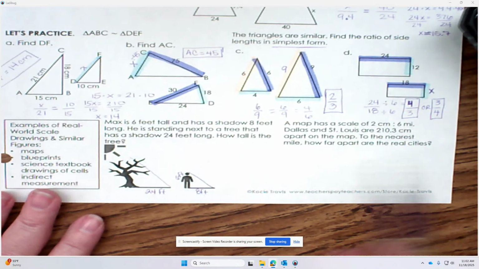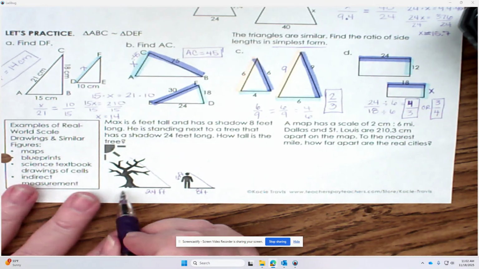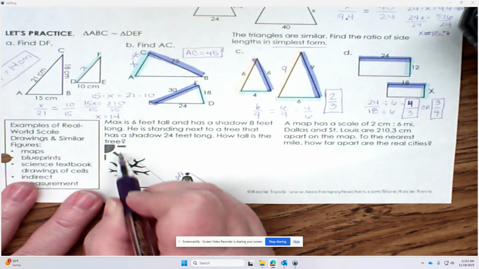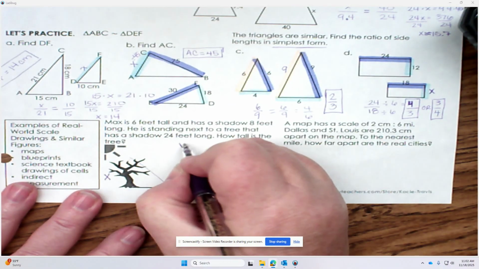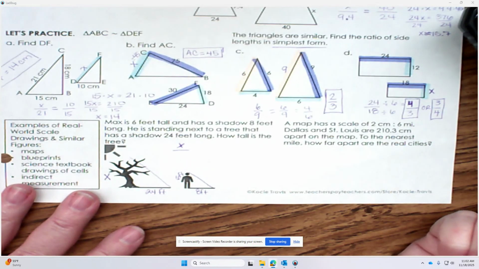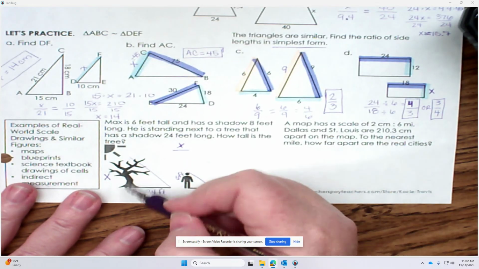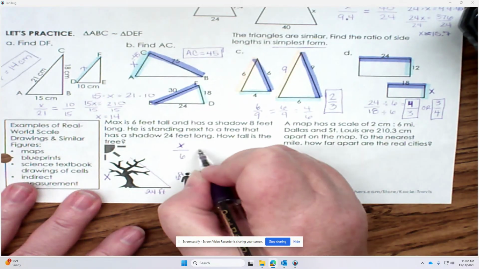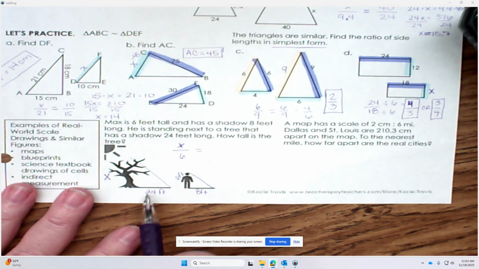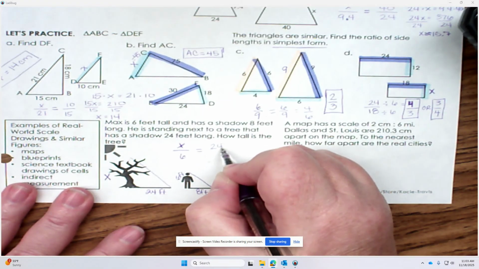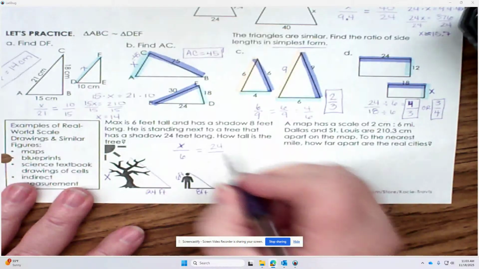So I'm going to create my ratios. And I'm going to put the height here. This is my unknown of x. Okay, put x over, and what is the corresponding height? It's 6 feet. Is equal to, and then on my x I want to stick with the tree, so 24 over, this shadow is 8.